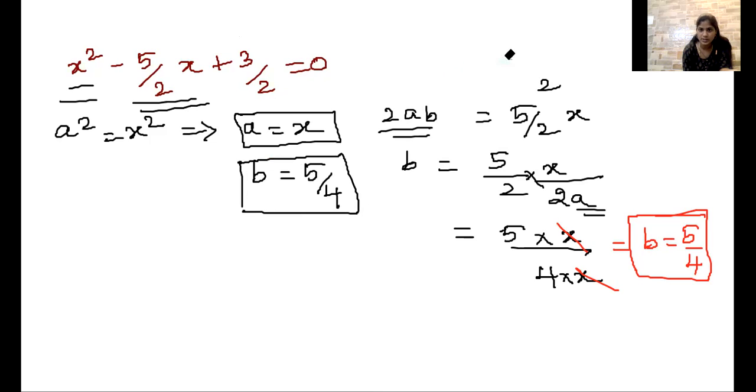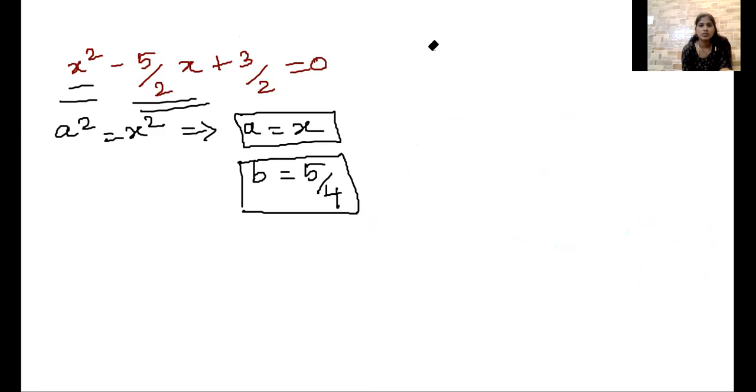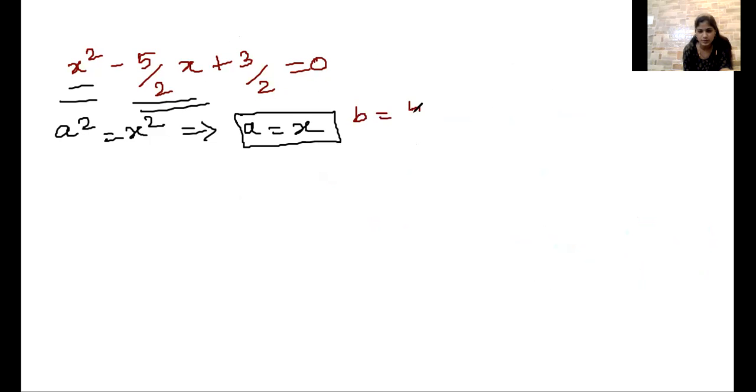We erase these. So the next step is I'm going to rewrite the question. I'll write the b also over here. So the value of b is 5 by 4. Let me partition this.